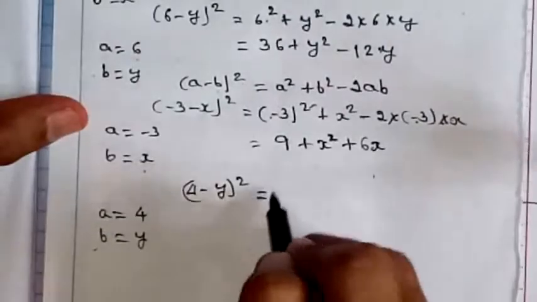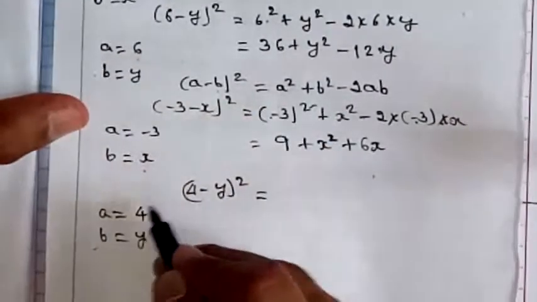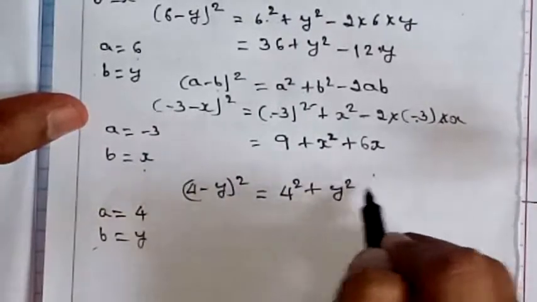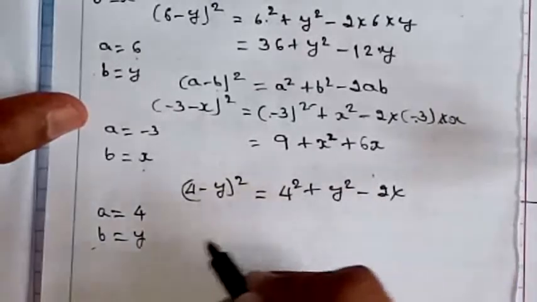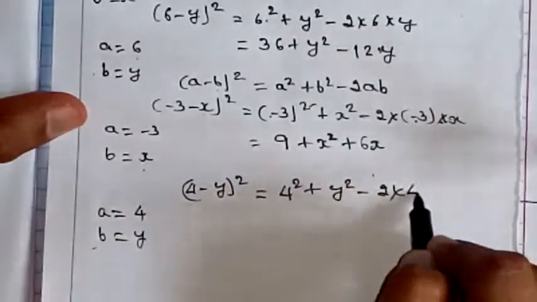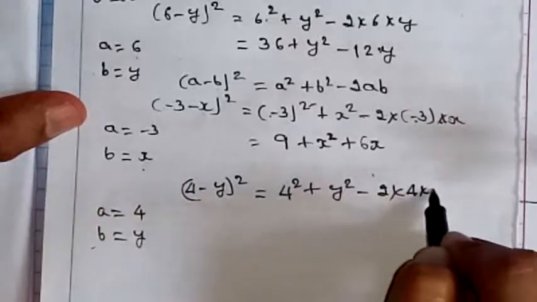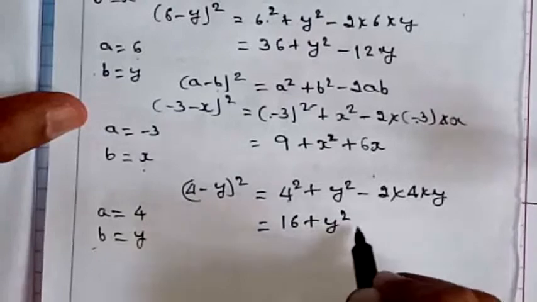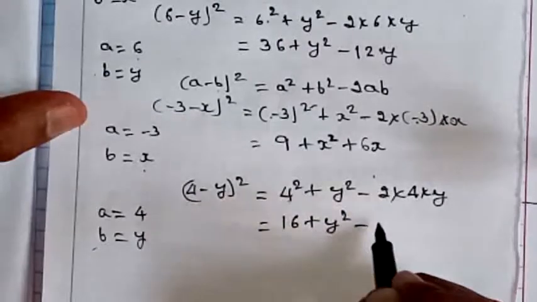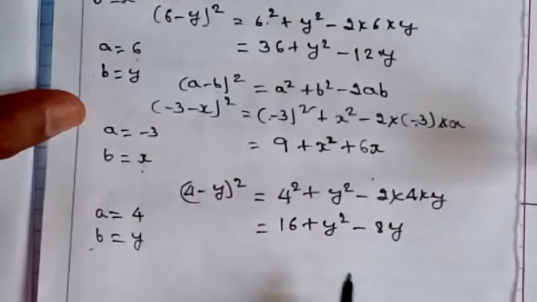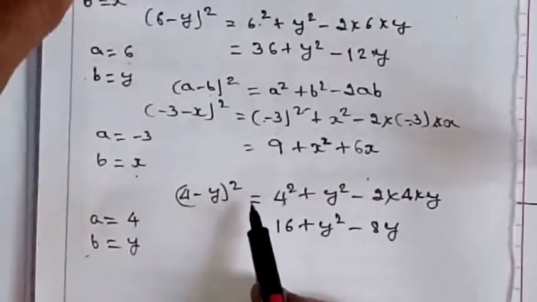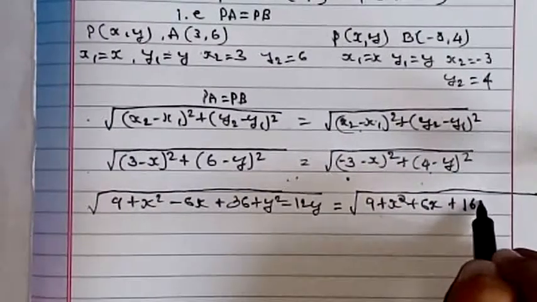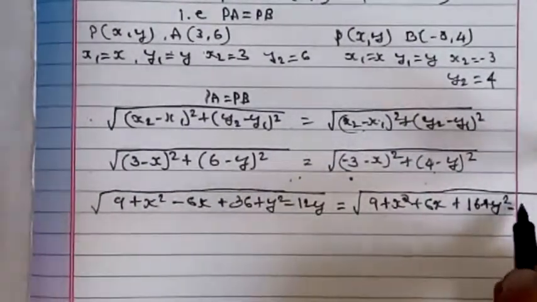So that's equals to a square. a square is nothing but 4 square plus b square. b is nothing but y. So therefore y square minus 2 into, what is the value of a? a is nothing but 4 into, what is the value of b? b is nothing but y. So therefore 4 square is 16 plus y square minus 4 times 2 is 8, into y is 8y. So this is the answer for (4 - y) whole square. Now write down the answer here. So therefore 16 plus y square minus 8y.